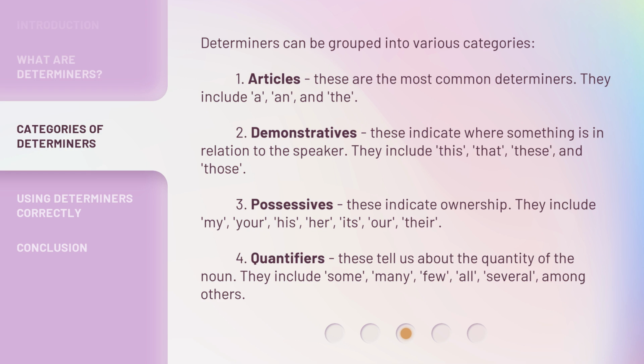3. Possessives. These indicate ownership. They include my, your, his, her, its, our, their. 4. Quantifiers. These tell us about the quantity of the noun. They include some, many, few, all, several, among others.